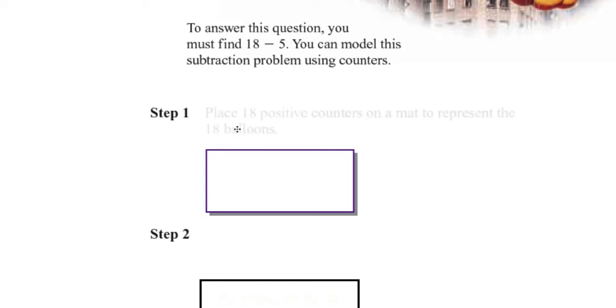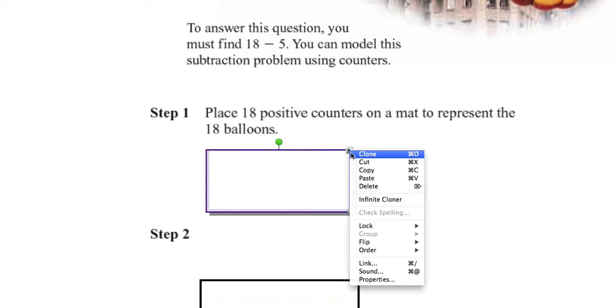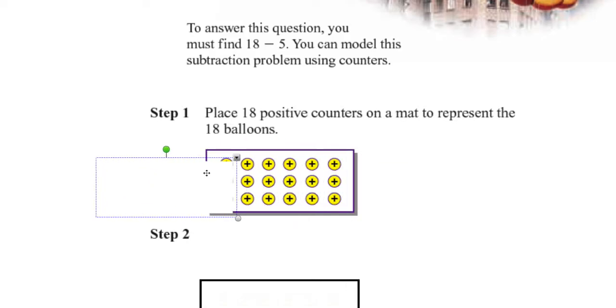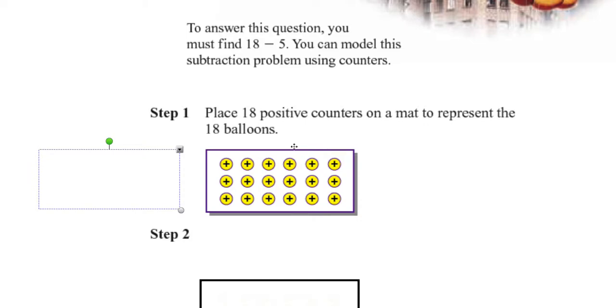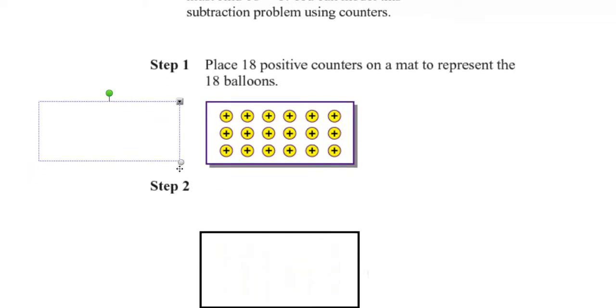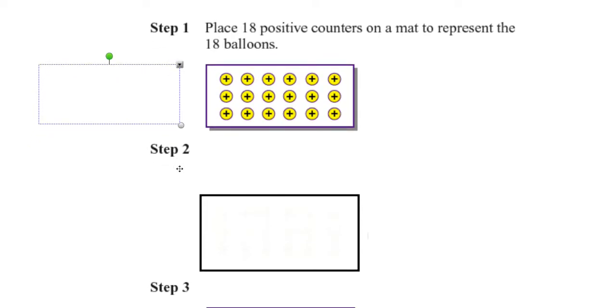So step number 1. Place 18 positive counters on the mat to represent 18 balloons, so that's easy enough. So 18 positive counters will be, that's your 18 positive counters, right there. Okay, so that's step number 1.